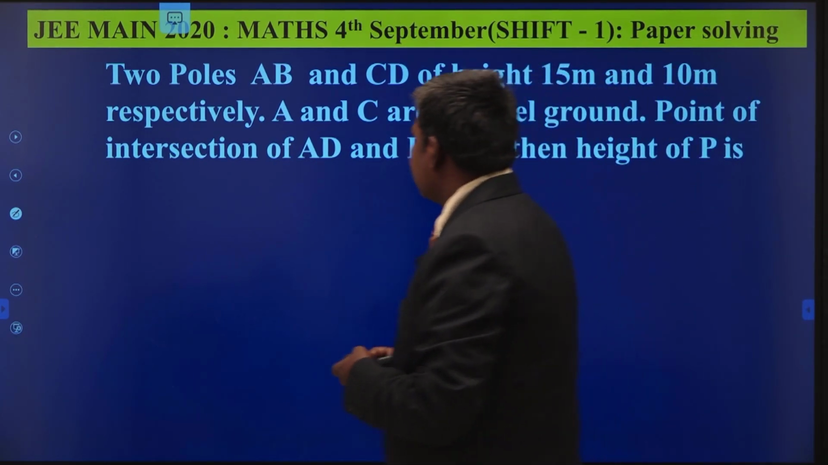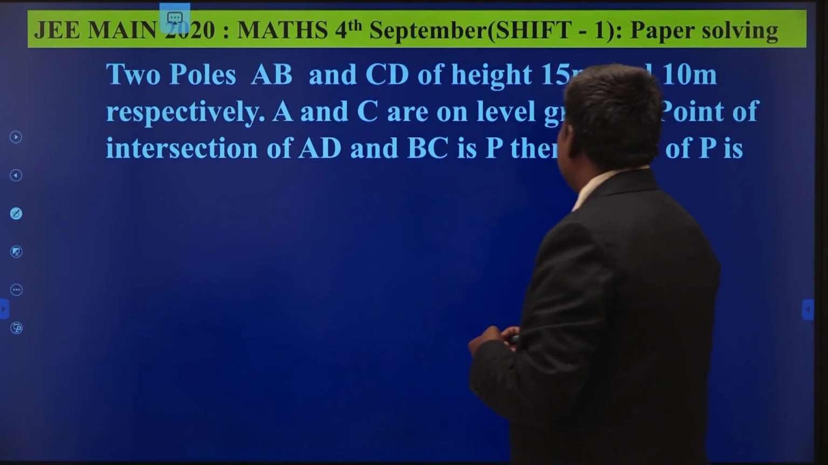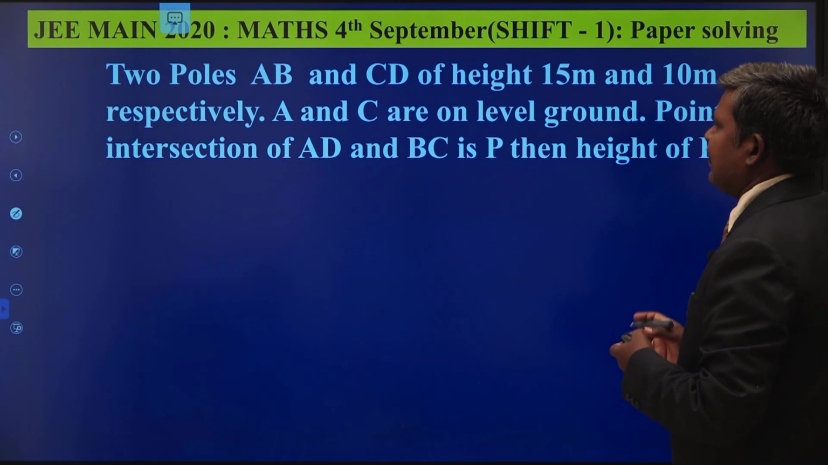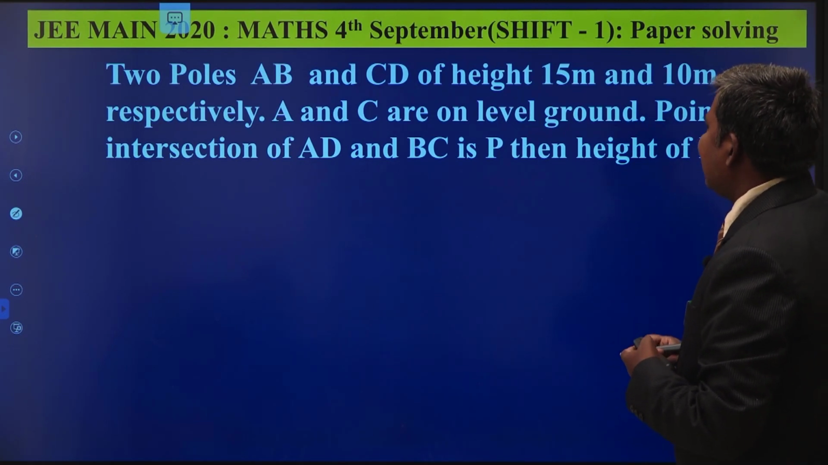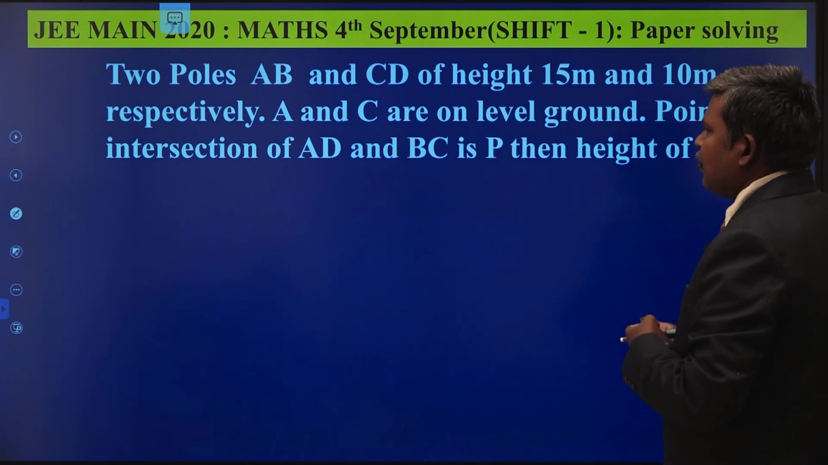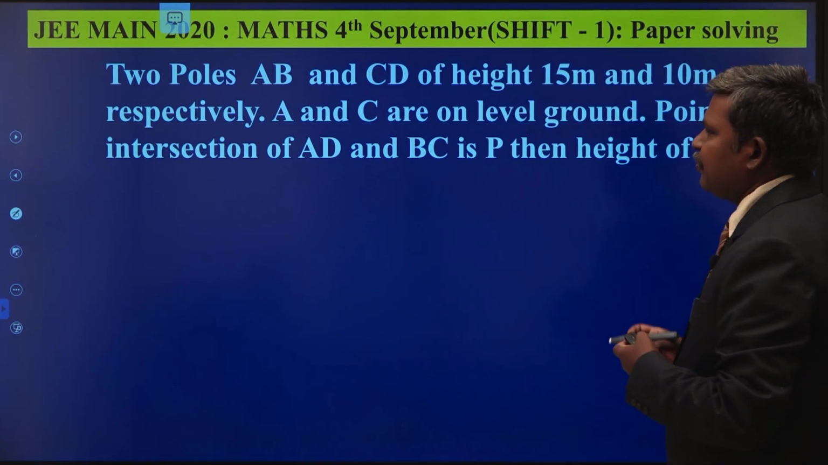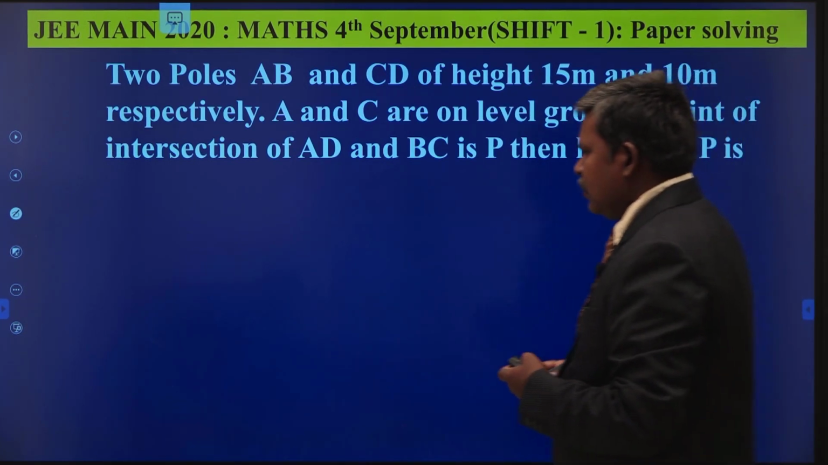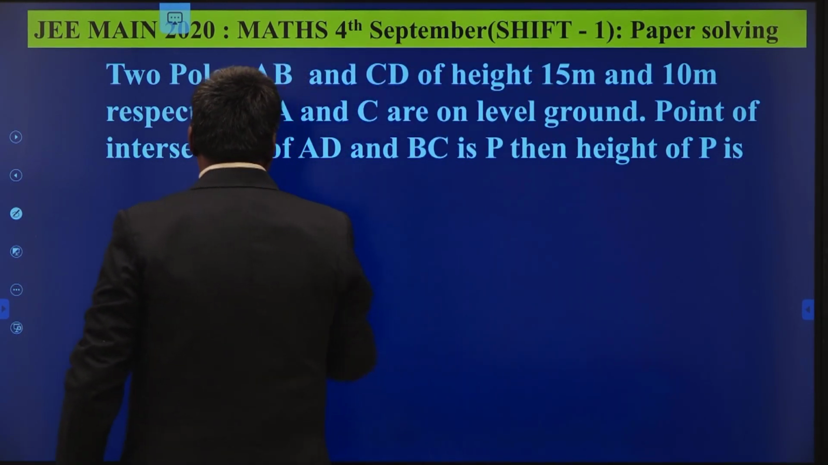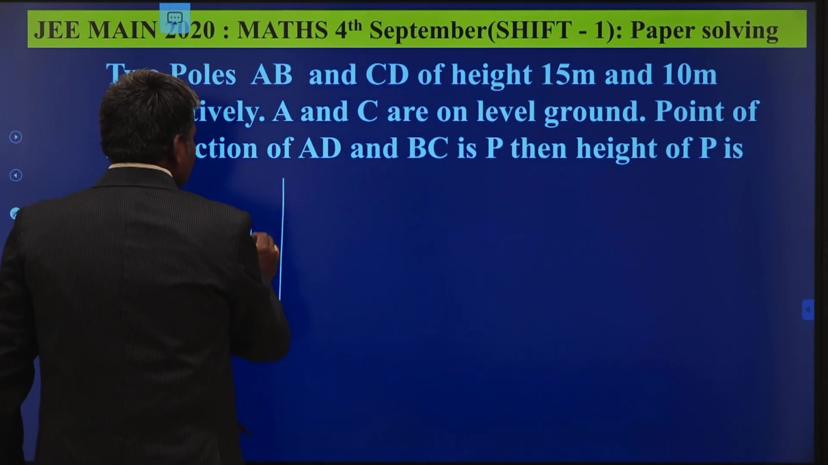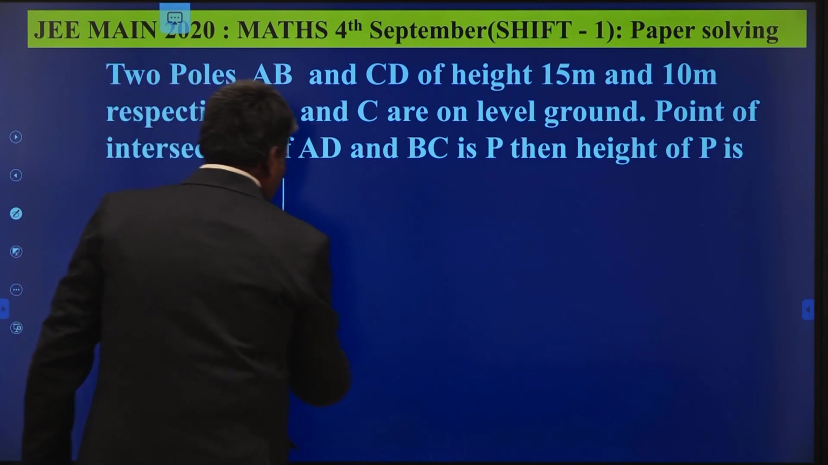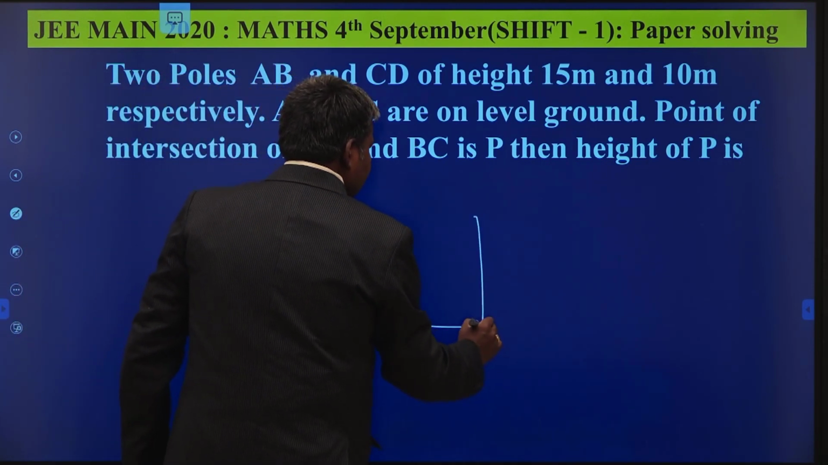Two poles AB and CD of heights 15 meters and 10 meters respectively. A and C are on the level ground. The point of intersection of AD and BC is P. Then what is the height of P? So this is a very easy question. Its height is 15 meters. Its height is 10 meters.